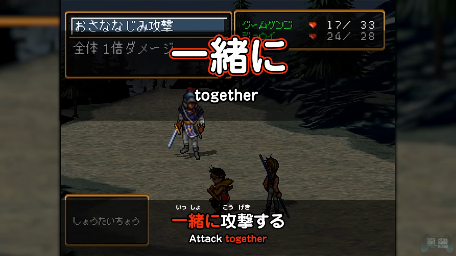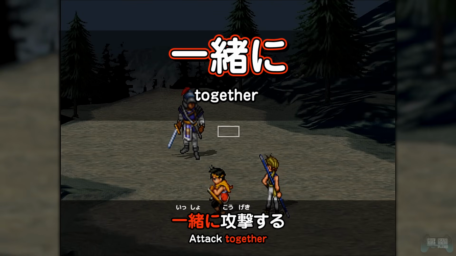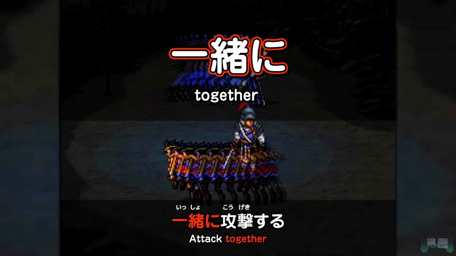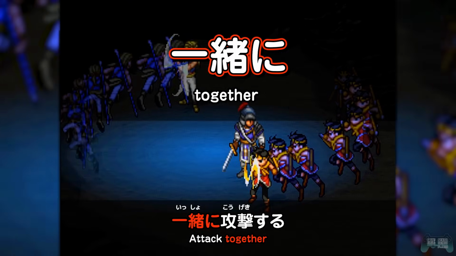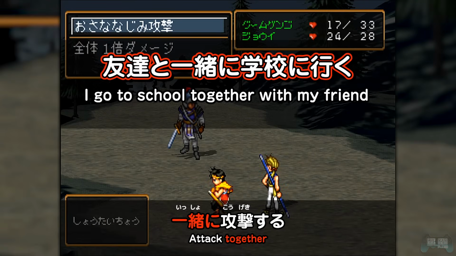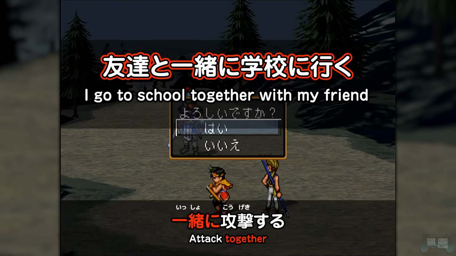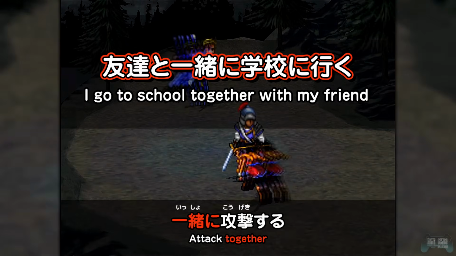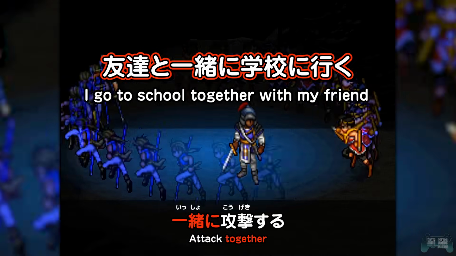Issho ni, together. Next we have how to express doing something together with issho ni. This is often following the particle to, expressing with, like together with. For example, tomodachi to, with my friends, issho ni gakkou ni iku. I will go together to school.